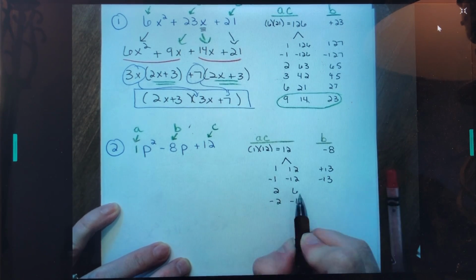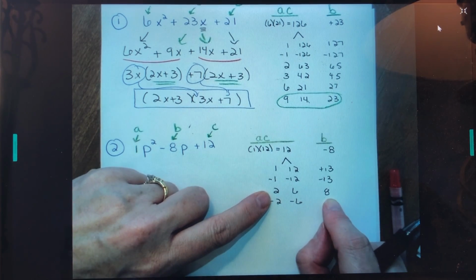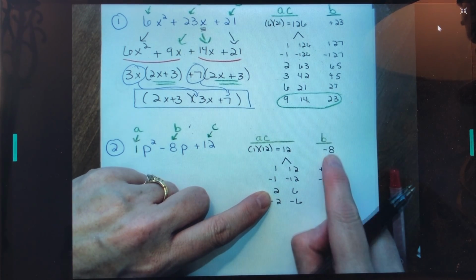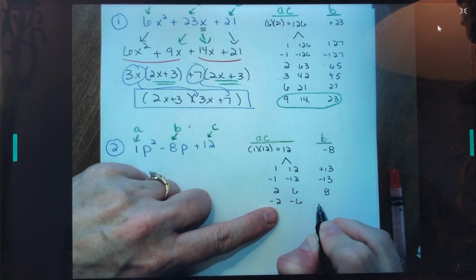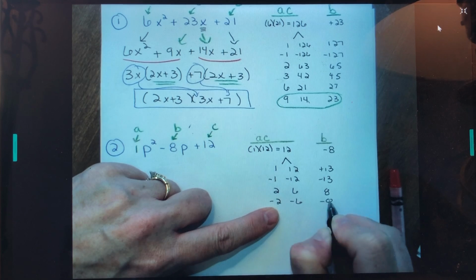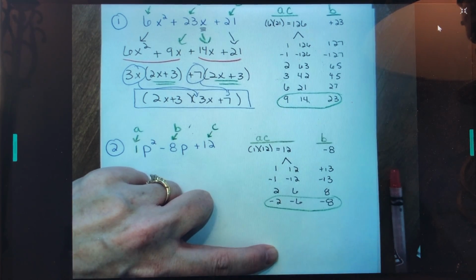If you add these, 2 plus 6, that's 8, and you think, oh my gosh, that is so close. It's positive though, but I need negative, and so you quickly realize, oh my gosh, it's this one down here. It's -2 minus 6, so that's a -8. And this becomes the number I'm looking for.